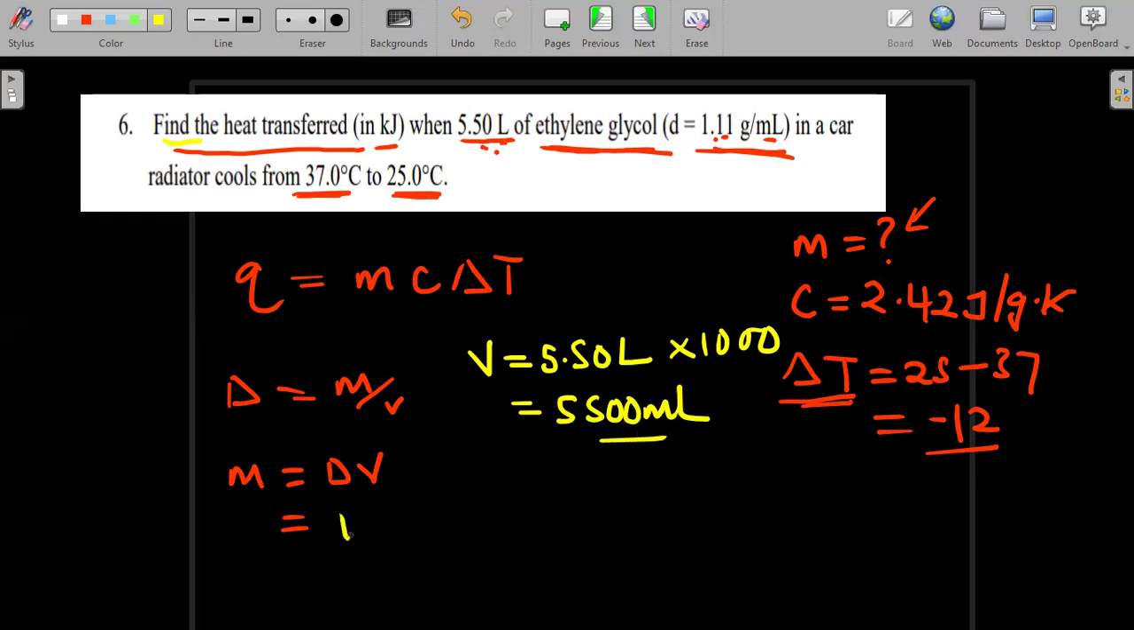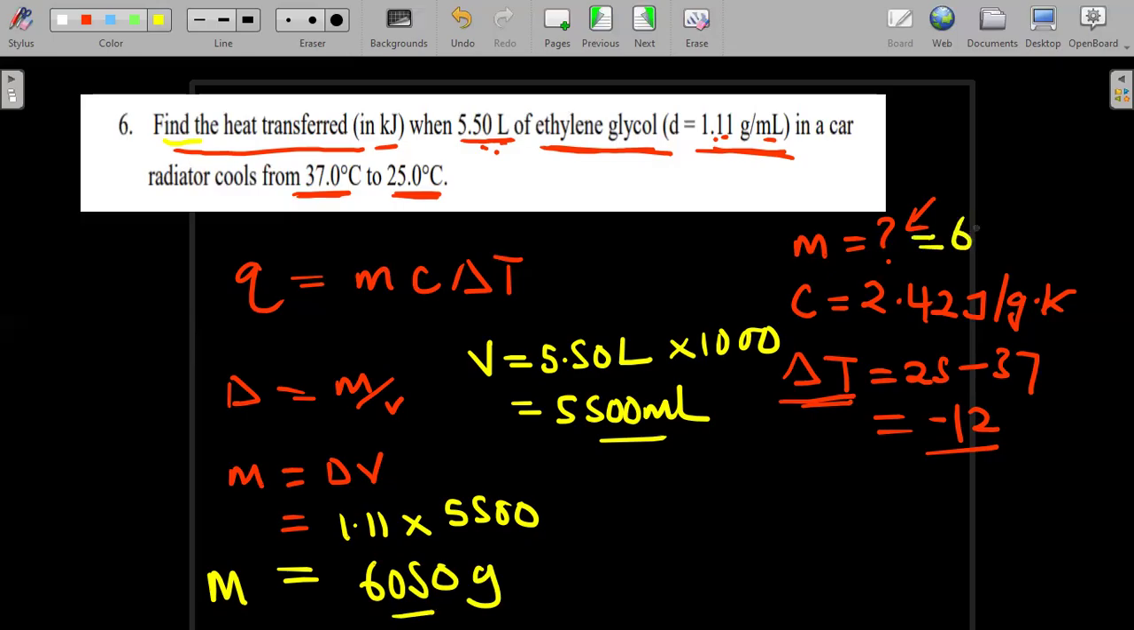So the density is 1.11 multiplied by the volume, which is 5500. When we multiply this, what are we going to get as our mass? Mass is going to be equal to, when I multiply this, I'm getting 6050 grams. So this here will be the mass that I'm going to use. So I'm going to put it here, 6050 grams.